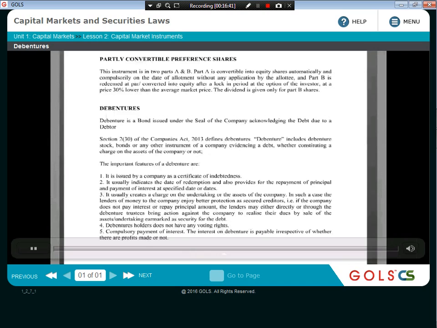So how does the Companies Act define it? It includes debentures, stock, bonds, any other instruments of the company evidencing a debt, whether constituting a charge on the assets of the company or not. So it slightly expands it, but the basic principle is the same.